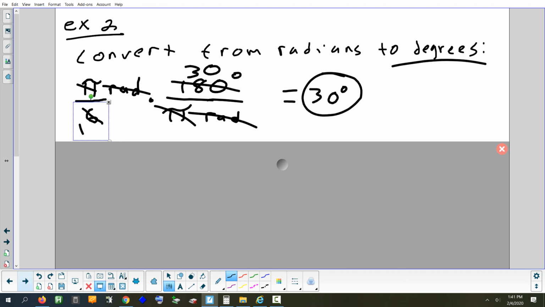Now, do I need the degree symbol there, or could I just leave it off? I need it, because if I leave it off, what's that? That's 30 radians. I don't want that. That's 30 degrees. And you could check it on that program. If you went to 30 degrees, you would see pi over 6.